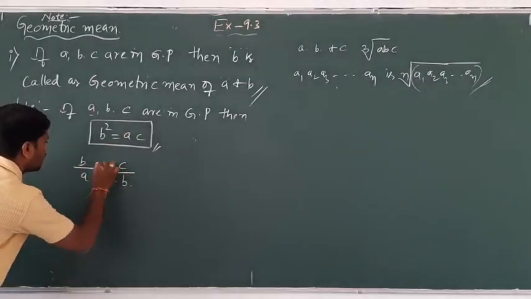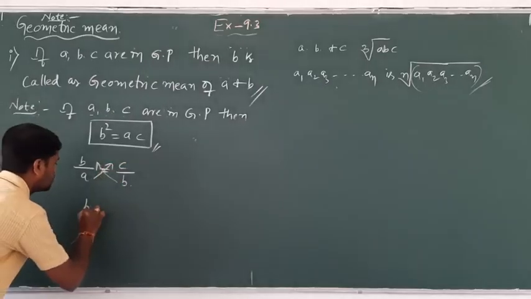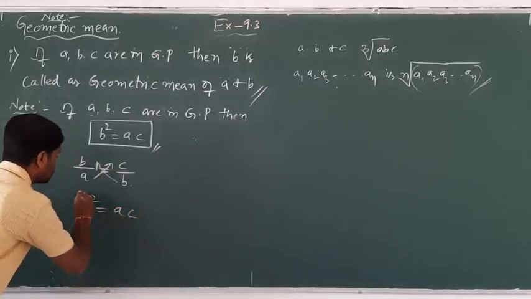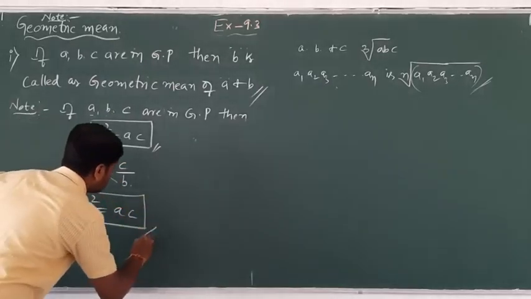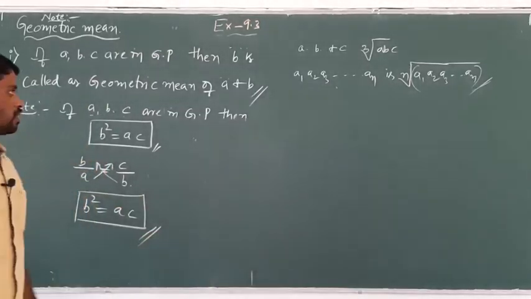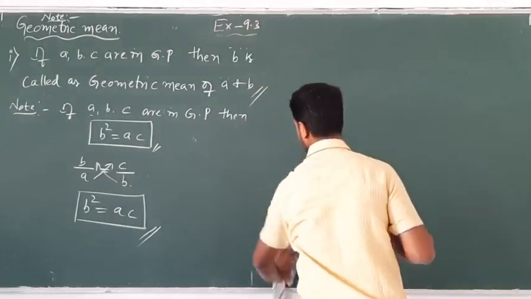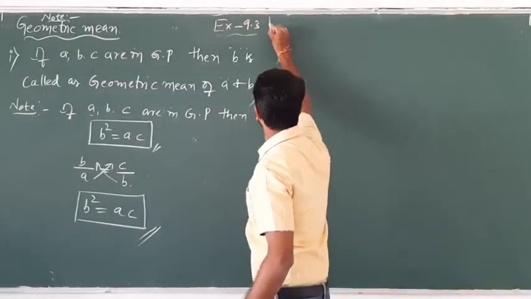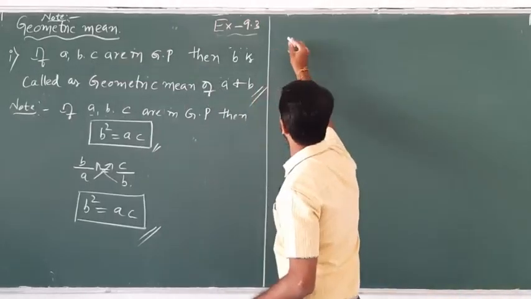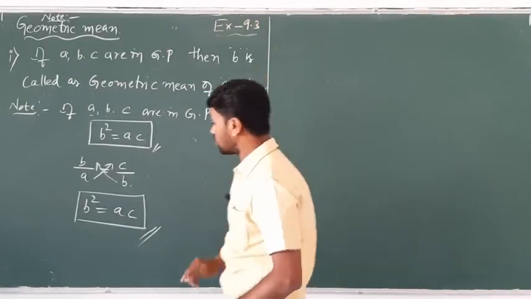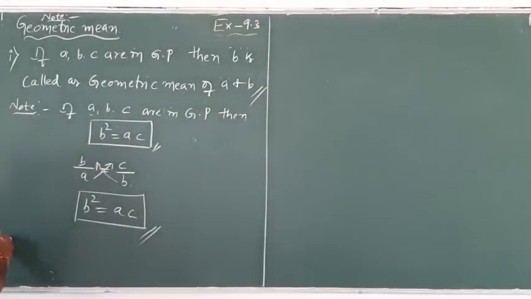Now cross multiplied. Therefore B square is equal to AC. Next point: if A, G, B are in GP, then the geometric mean can be denoted by the second point. The first point is the subnote.